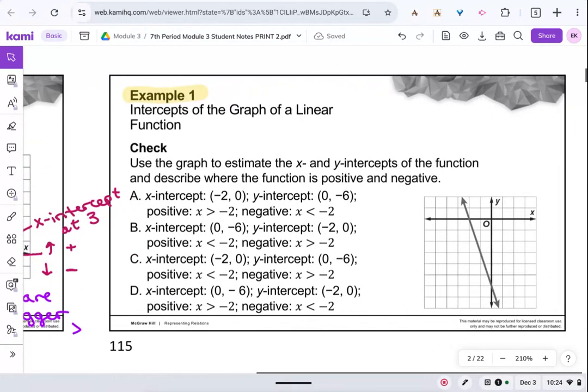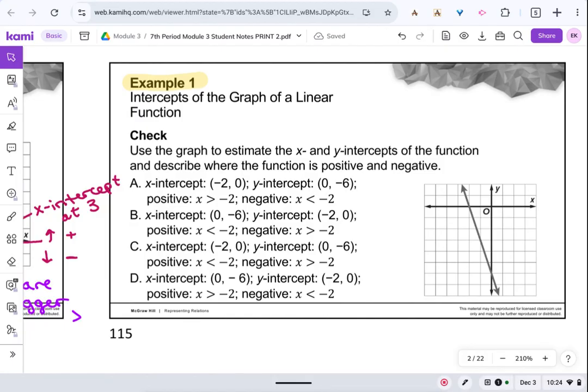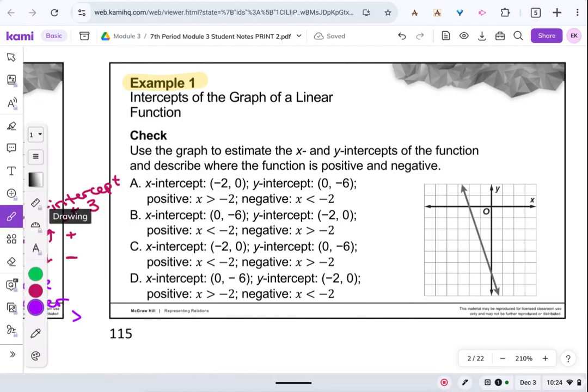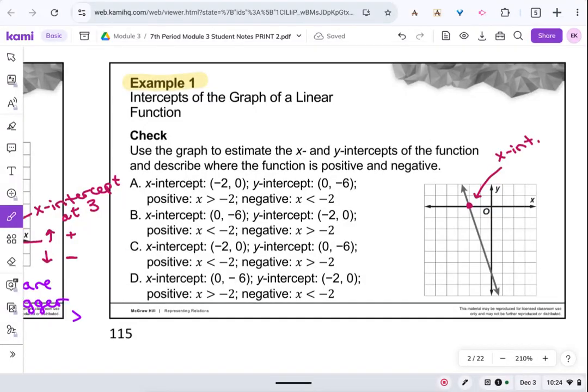All right, here's another example, a check. We're trying to figure out which one closely matches this. I think it's easiest to go ahead and just mark up our picture and then pick the one or eliminate some that don't work. So here is our x-axis, that's our x-intercept. I'm going to just abbreviate x-intercept, and that's at -2. Okay, so our x-intercept's at -2. When we write this out, it's going to be -2, 0.